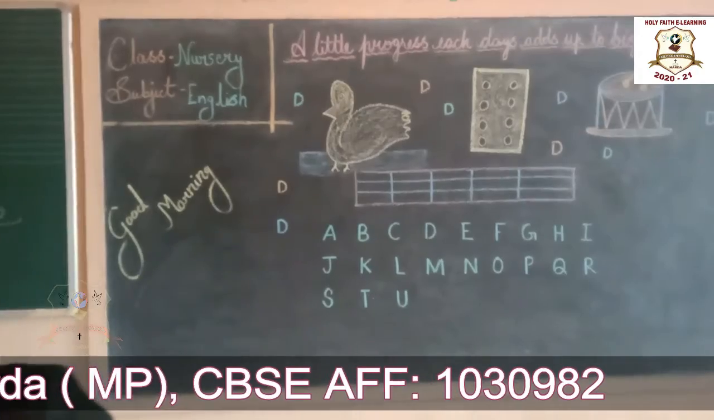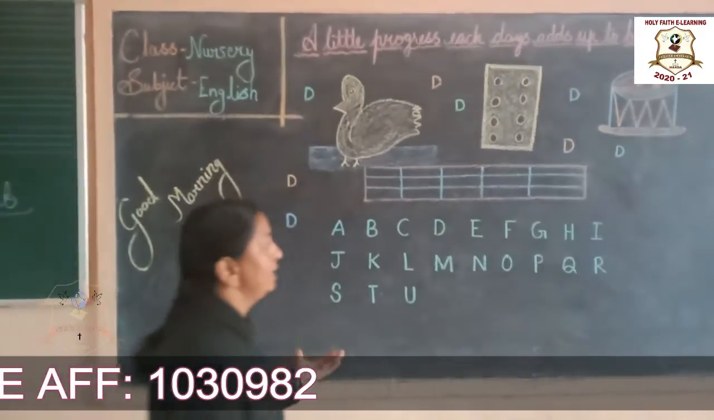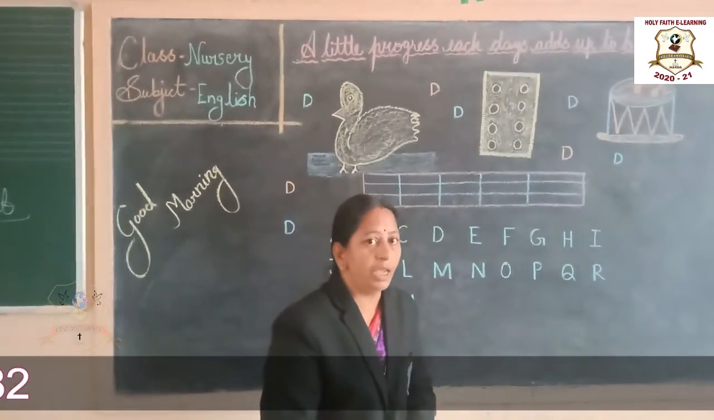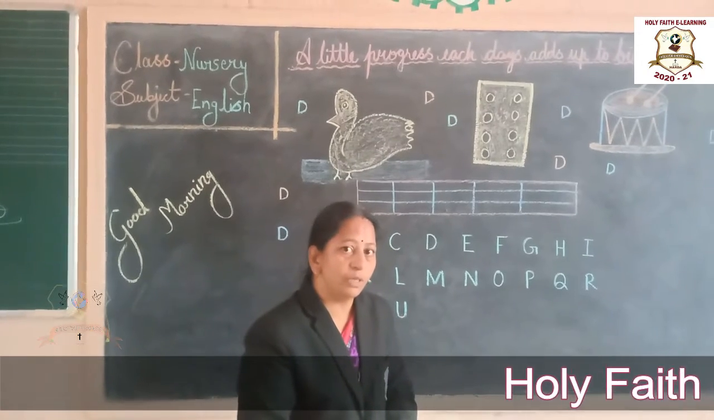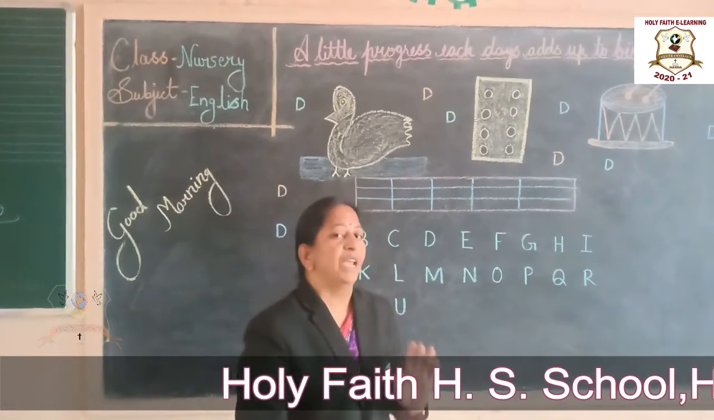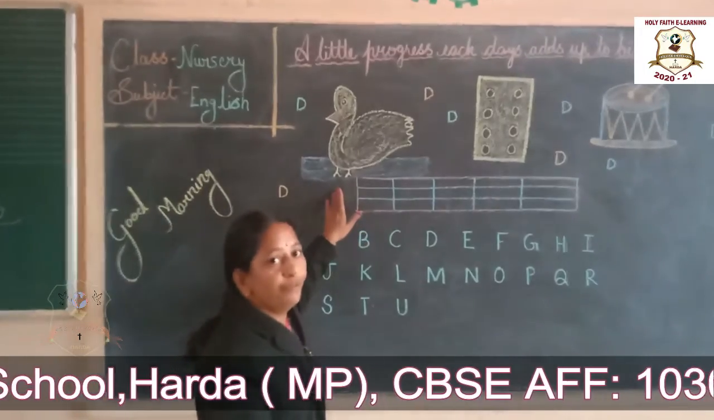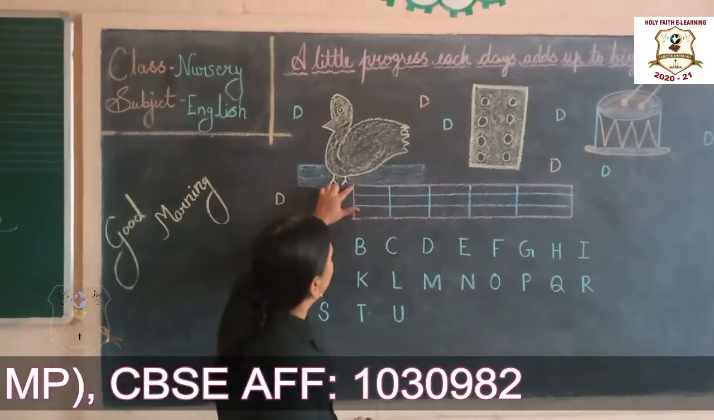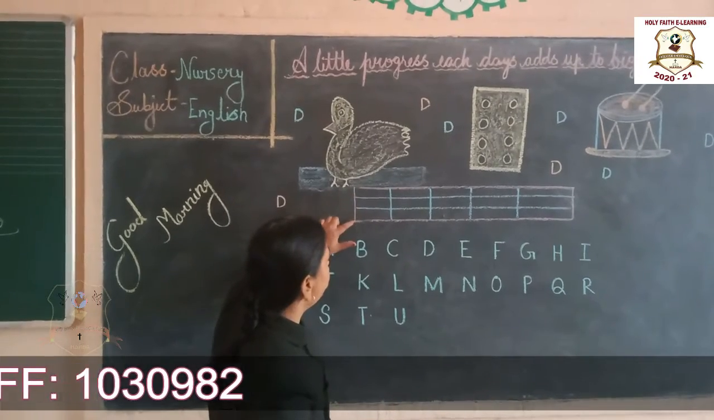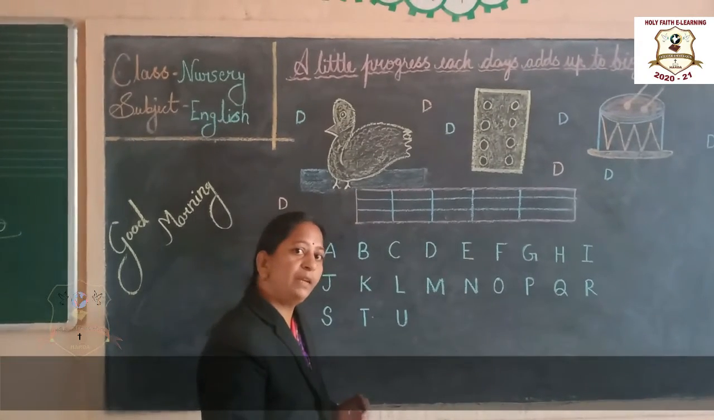Okay, students. Now we will learn how to write letter D. Take out your English notebook, 4-line book and pencil. Look at the blackboard. We have 4 lines now. Count 1, 2, 3, 4. Start your writing work.